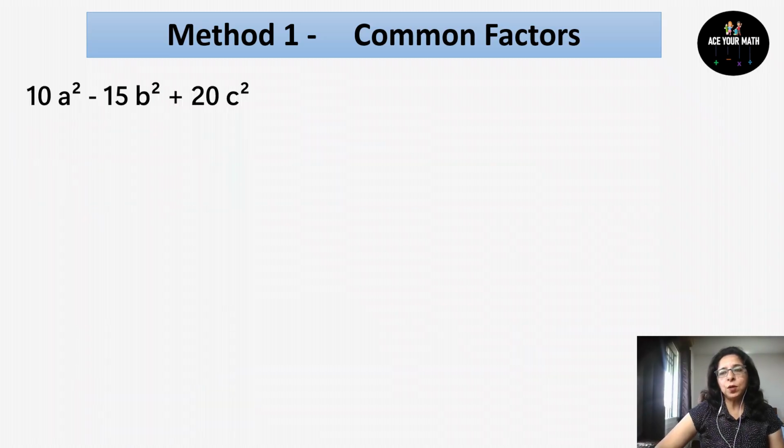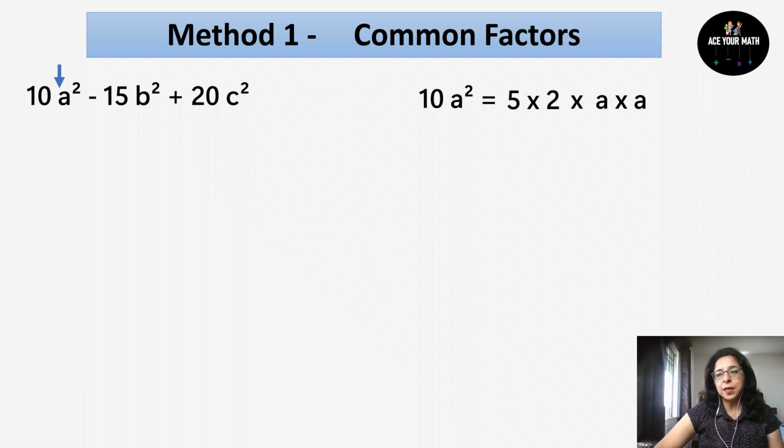Now let's solve one more expression by using the common factor method. See, the question given to you is 10a square minus 15b square plus 20c square. So what will you do now? First, you will find the factors of each term independently. So 10a square, first find the factors of 10. 10 you can write as 2 times 5, and a square you can write as a times a. So the factors of the first term are 5 times 2 times a times a.